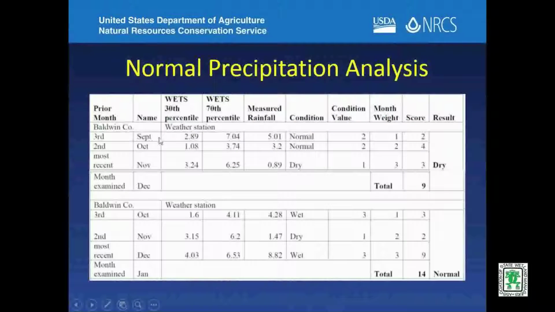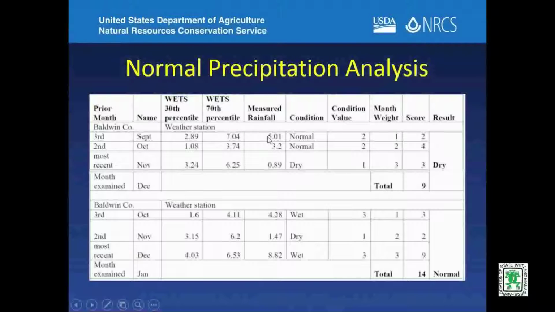Let me just show you the analysis sheet. It's probably easier to explain this way. So here, if you look at this first rainfall evaluation from Baldwin County, the measurement was taken in December. So we have the information from September, October, and November, which are the 3 months prior. You've got the WETS 30th percentile number and the WETS 70th percentile number. So in September, the 30th percentile was 2.89. The 70th percentile was 7.04.